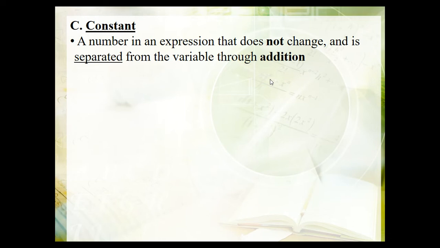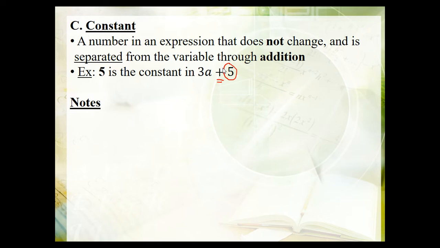We also have a constant term, which is defined as a number in an expression that also does not change, so it has a fixed value, and it's separated from the variable, but this time through addition instead of multiplication. So let's go back to our expression 3a plus 5. Well, this 5 here is separate from the 3a through addition. So that's what we refer to as the constant term. So the numerical coefficient is attached to the variable through multiplication, and the constant term is separated from the variable through addition.